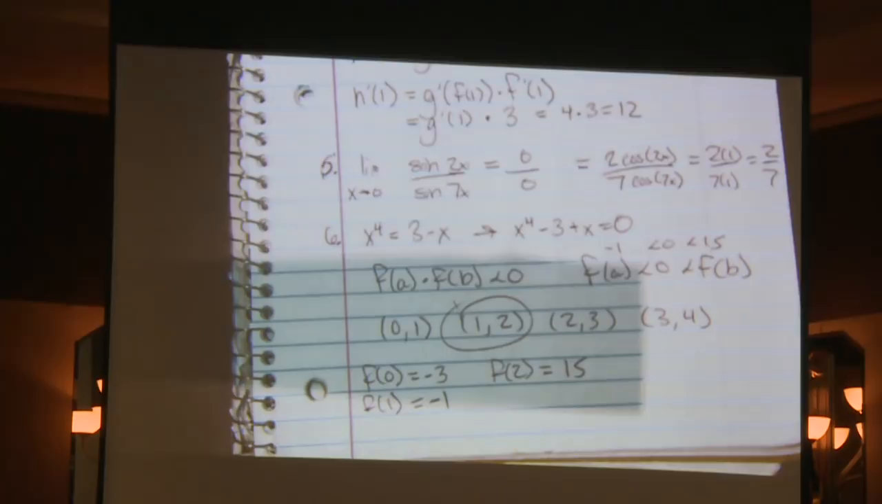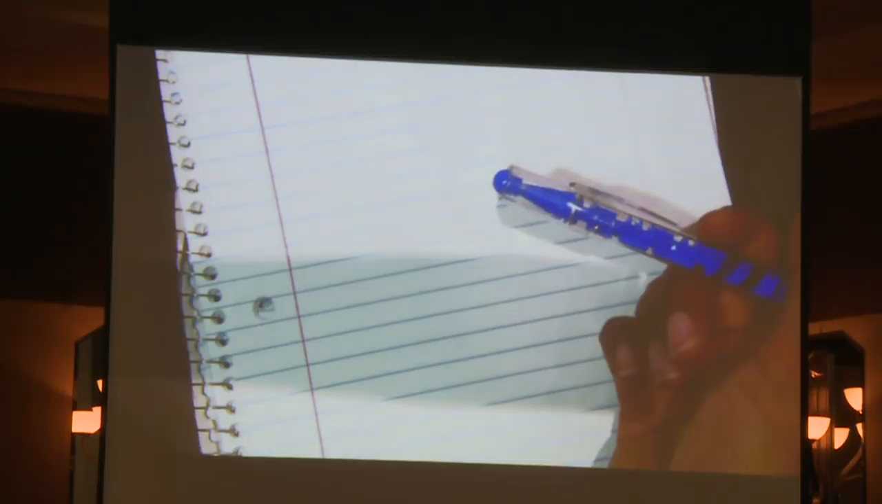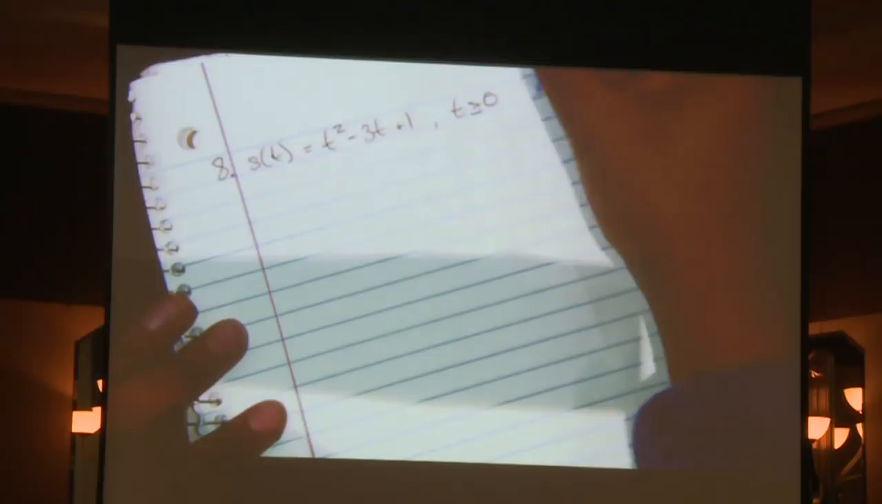All right, cool. So that was number 6. As I said, number 7, I'm going to omit, and then they will be posted soon. Number 8 says, let this function, t squared minus 3t plus 1, describe the position of a particle for t greater than 0. Find the velocity and acceleration of the particle.